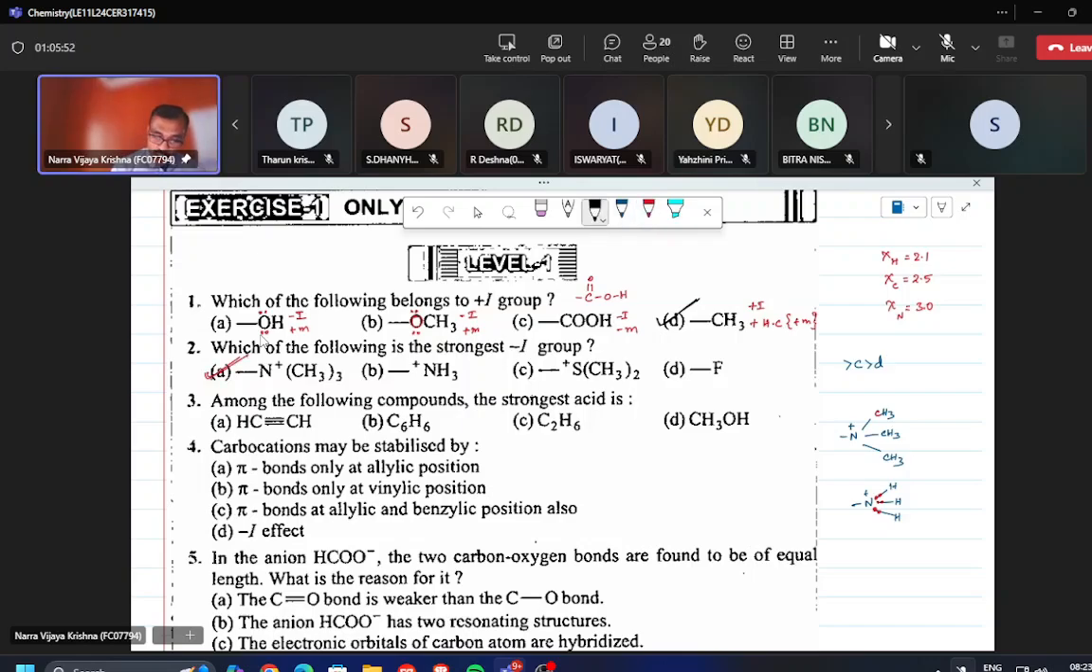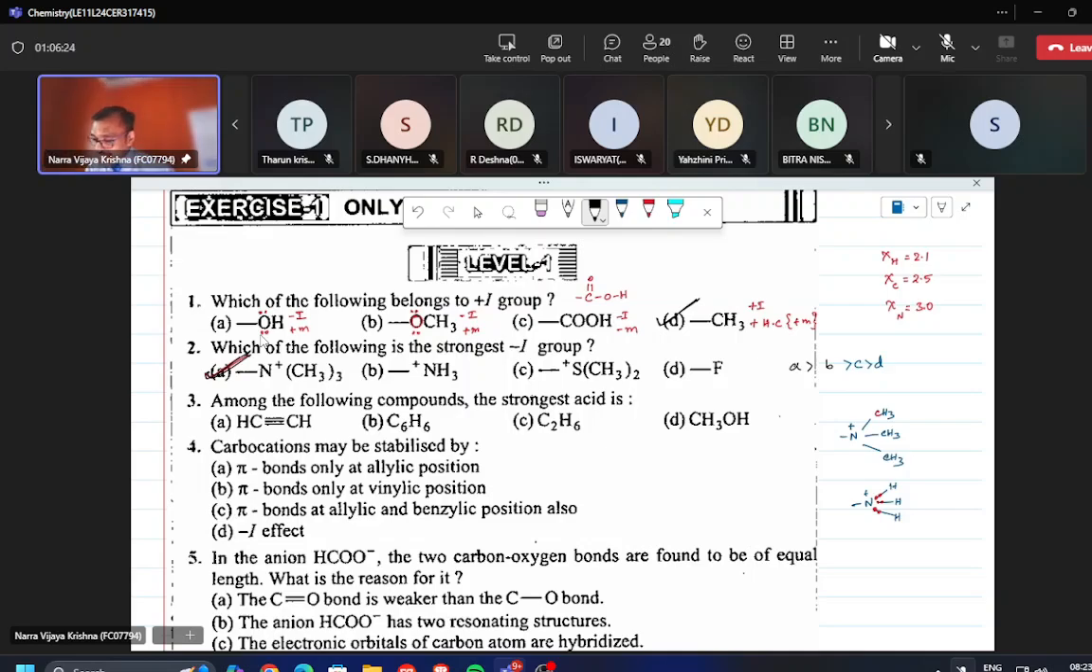So which is the strongest minus I group? First option: A greater than B greater than C greater than D. Now I am modifying the question, sir. Listen carefully. Which of the following is a strong electron withdrawing group? Observe the difference between minus I group and electron withdrawing group. Which is a strong electron withdrawing group? Then it becomes option B. Why?